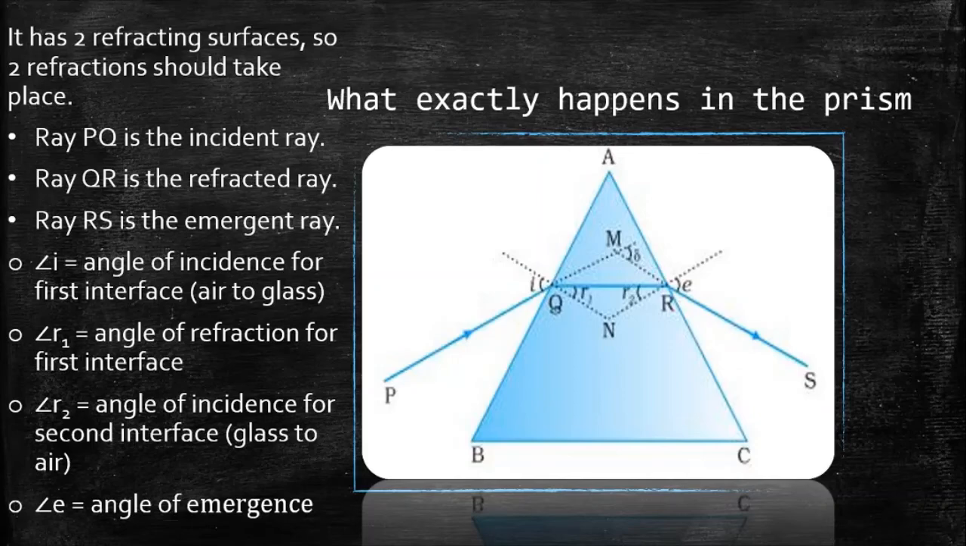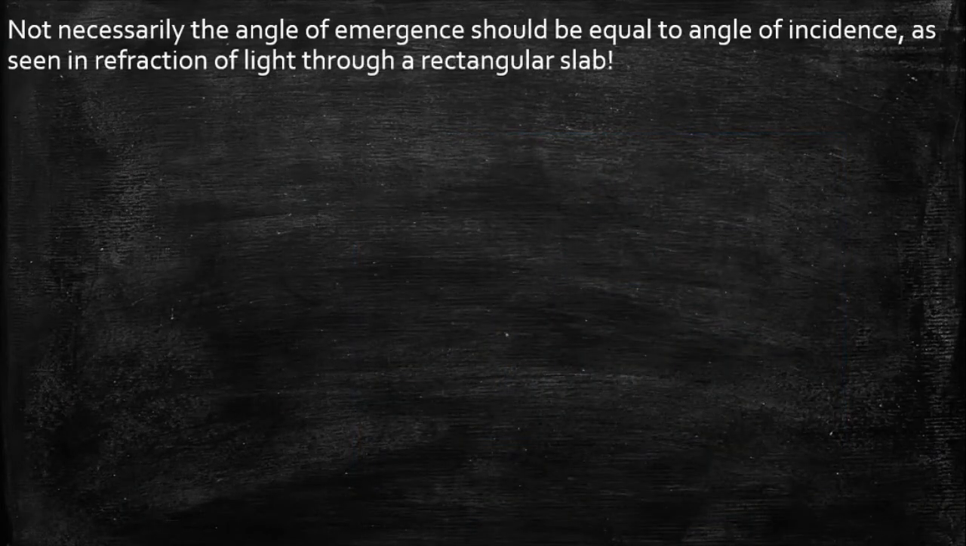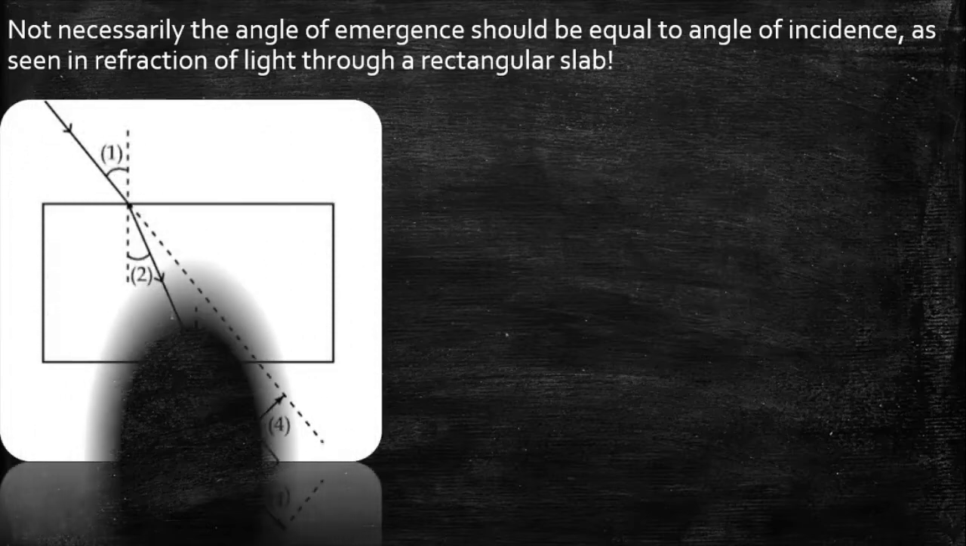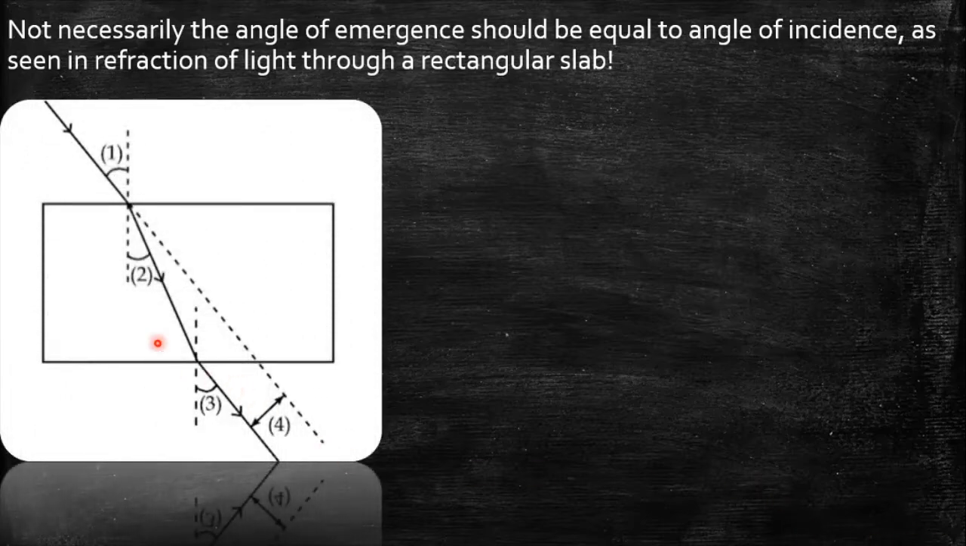Well, over here, there is something really interesting to note, and that is that not necessarily the angle of emergence E should be equal to the angle of incidence I. You recall where you have seen this? Yes, that was refraction of light through a rectangular slab, right? Remember studying this in class 10th? And also, remember I had just asked you a question about this on our WhatsApp group?